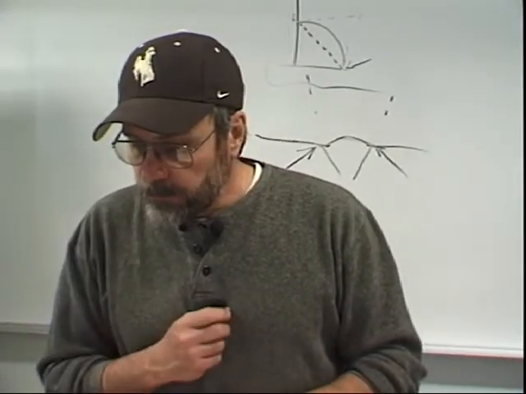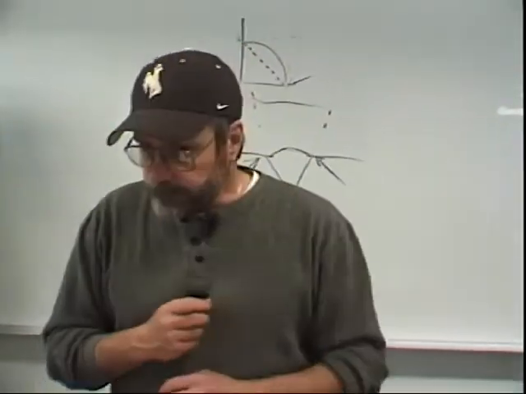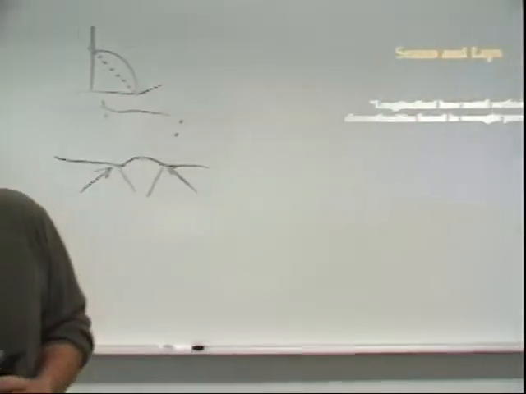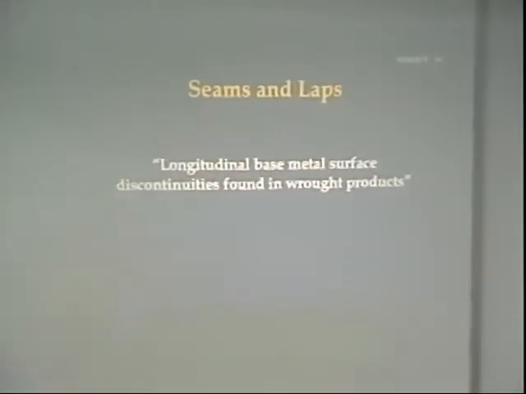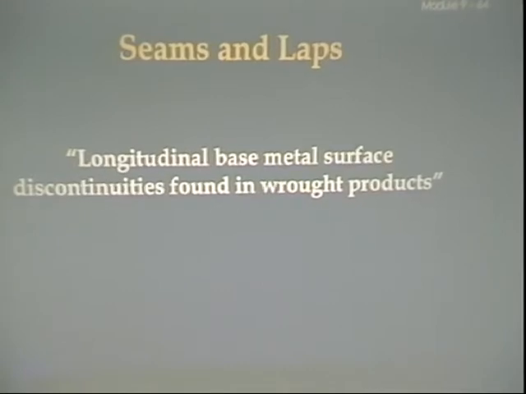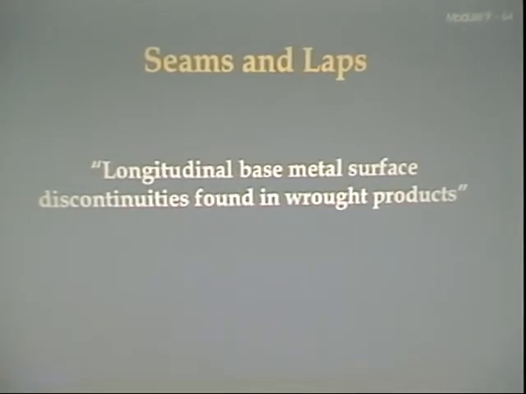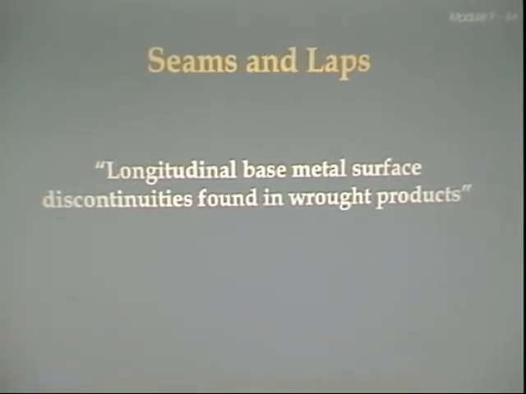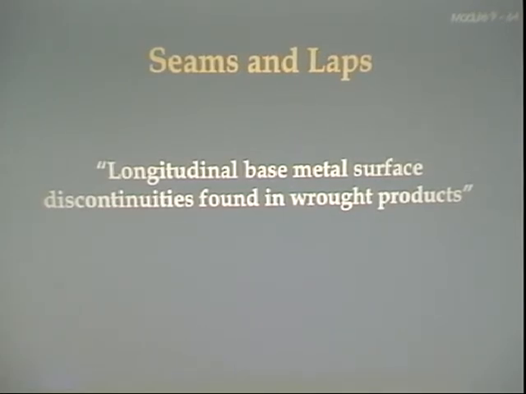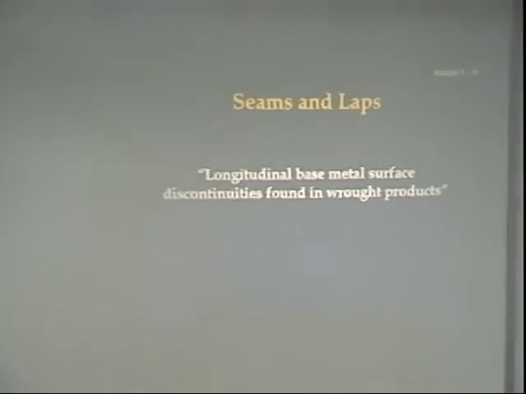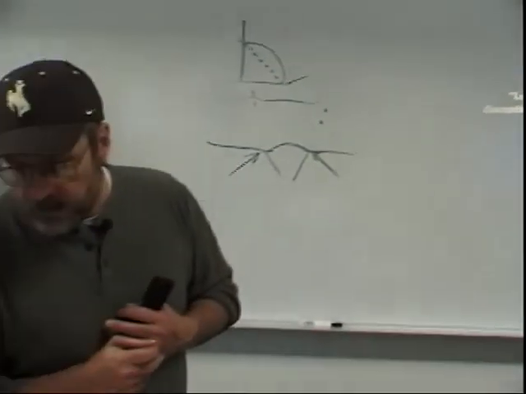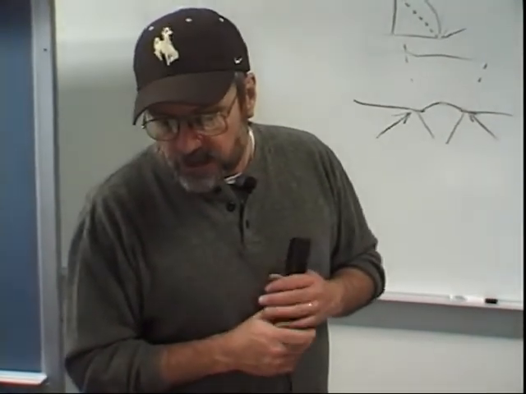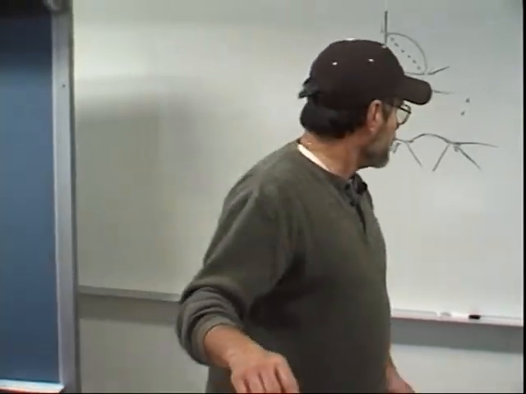That brings us to seams and laps. Definition, underline it, highlight it. Longitudinal base metal surface discontinuities found in wrought products. Seams and laps are additional base metal discontinuities related to the steel making process. They differ from laminations in that they are open to the rolled surface of the metal instead of the edge.